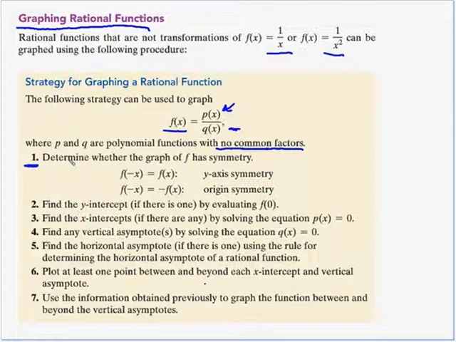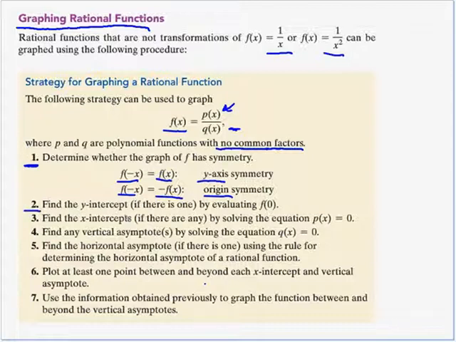Step number one, determine if you have any symmetry. If f of negative x is the same as f of x, or f of negative x is negative f of x, you might have y-axis or origin symmetry. Well, remember, look at all your exponents. If all exponents are odd, it's an odd function and origin symmetric. If all exponents are even, it is an even function and y-axis symmetric. Adding or subtracting constants will mess up an odd function but not an even function.